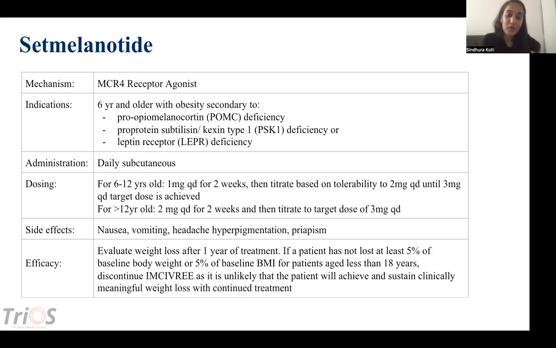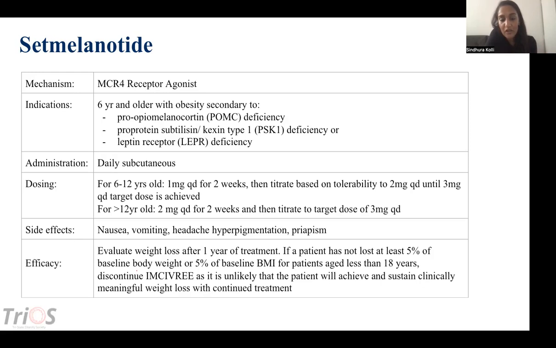Now, if they're older than 12, then you can start them right off at the 2 milligram daily dosing for 2 weeks. And then based on their tolerability, titrate them up to that target dose of 3 milligrams daily. The main side effects for this are going to be nausea, vomiting, headache, hyperpigmentation, and priapism.